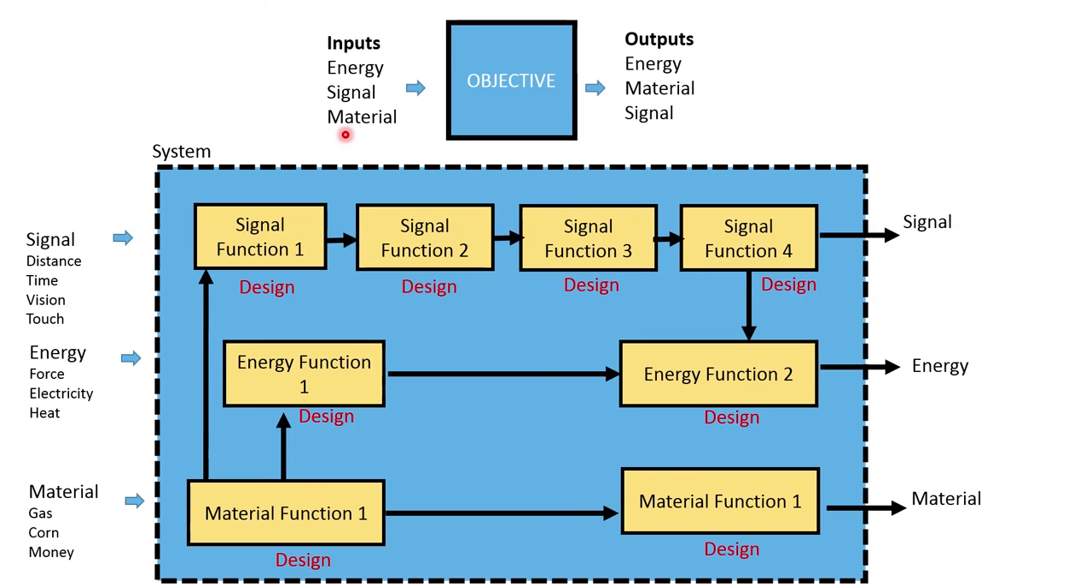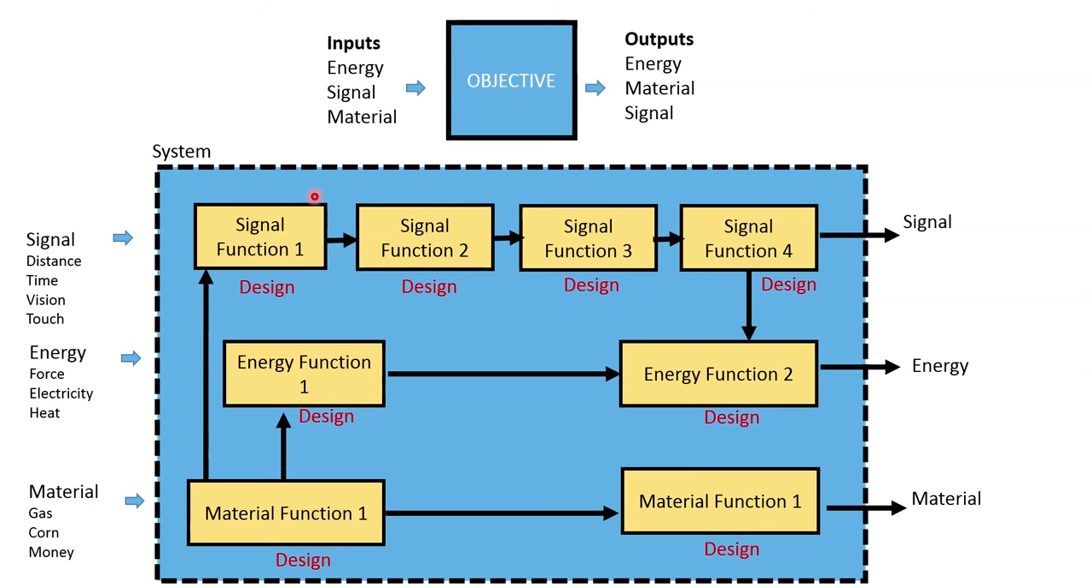The same kind of inputs go into our system, and they interact with all of the parts and subsystems, and ultimately we end up with outputs: energy, material, and signal. So when we're creating a function diagram, you want to first start with what we're inputting, what we're outputting, and what our total objective is.